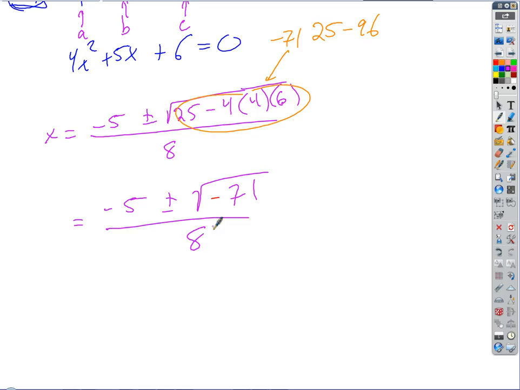So what's the negative do? It becomes an i outside. And are we going to be able to find any perfect square factors of 71? No way. There aren't any. So then our answers are pretty much done. We'll pull this apart into two fractions, right? So we get the negative 5 over 8 plus or minus goes in the middle.